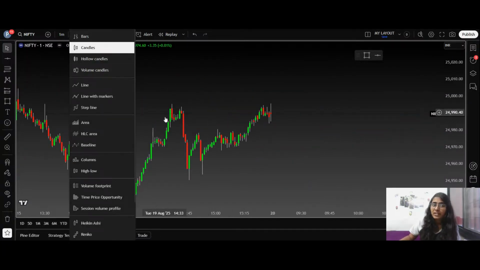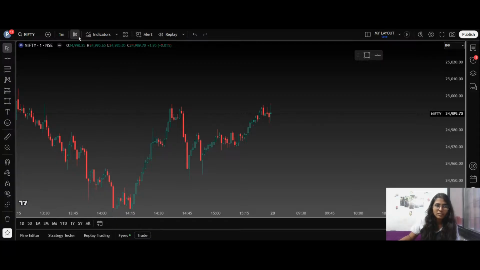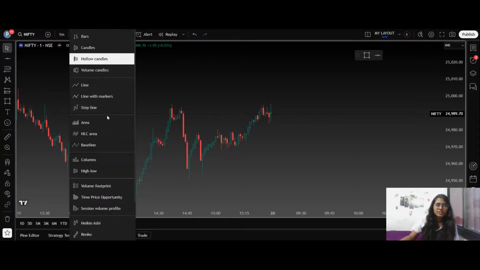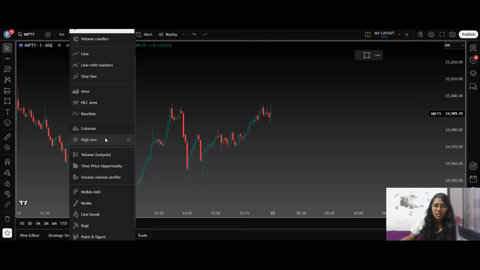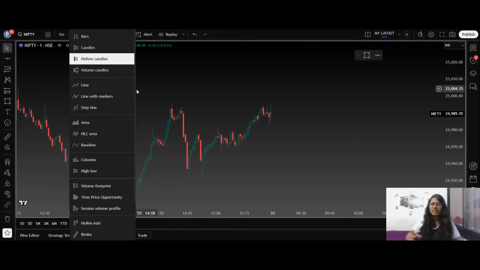These are not the only candles present in the stock market. There are many types of candles: bars, hollow candles, volume candles, line with markers, step line, area, HLC chart, baseline chart, columns, high low, and many more. Some of the candles just present some of the things same as the normal candles, but in a different way. But some candles have their own significance. So we will discuss this later.